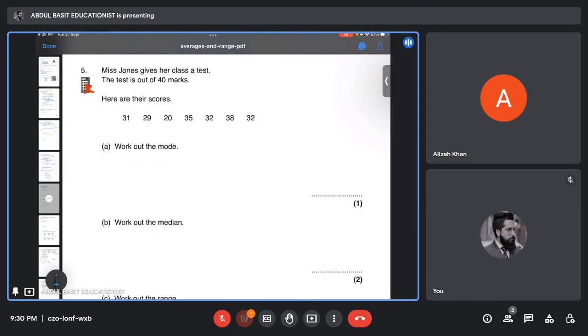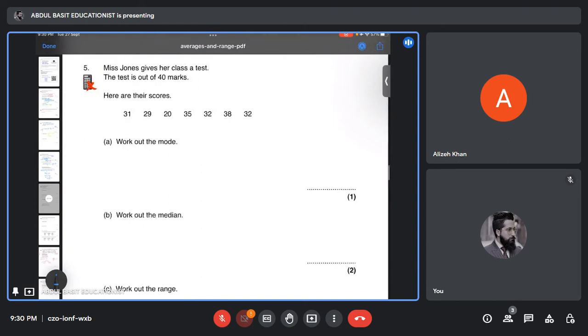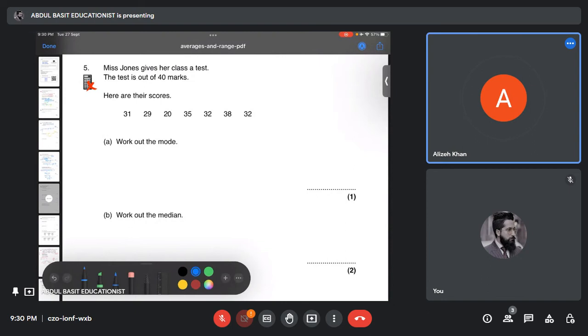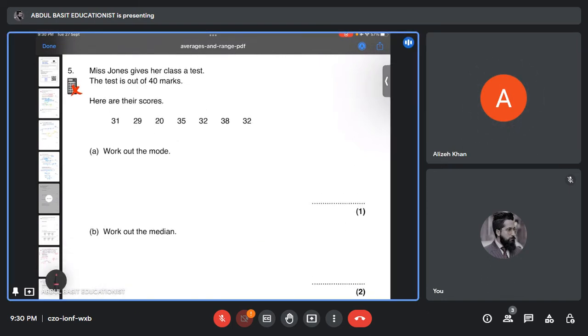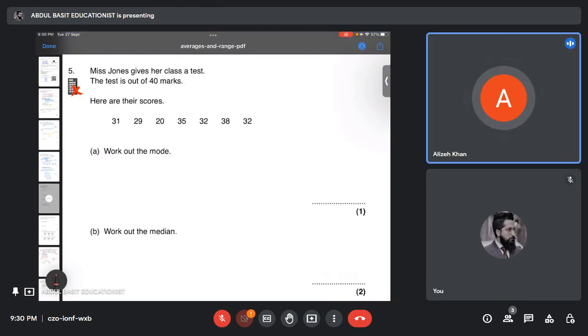So can you please tell me what would be the answer in this? Please read the question loud and clear. Miss Jones gives her class a test. The test is out of 40 marks. Here are their scores. Work out the mode. The first step is what?